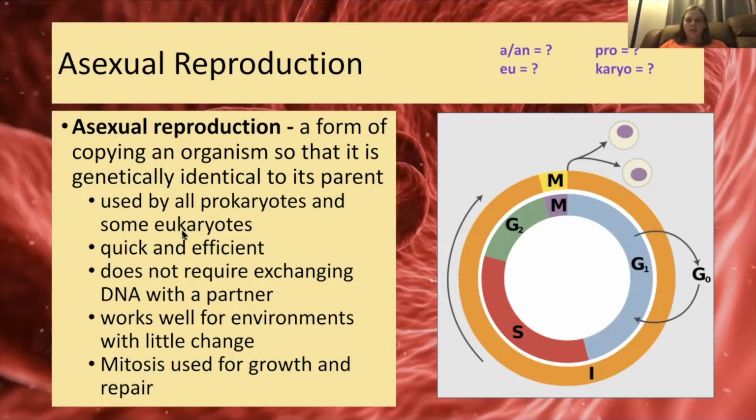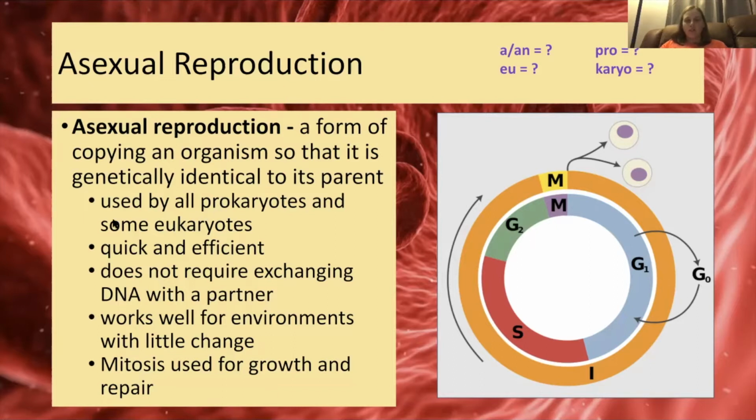Single-celled eukaryotes, like our protists, for example, are going to use mitosis to reproduce as individuals and increase the numbers of the population. Now, prokaryotes also use asexual reproduction. These are things like bacteria and archaea that evolved before a nucleus, so they do not have one. Now, prokaryotes use a different form of asexual reproduction called binary fission, and we'll distinguish between binary fission and mitosis more here in just a few minutes.